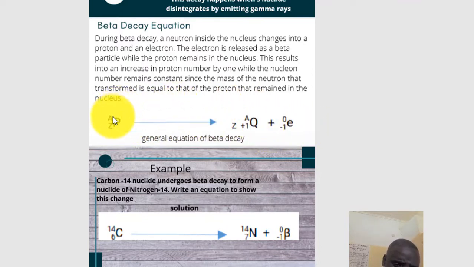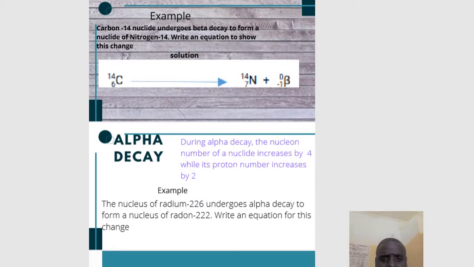So you can see the nucleon number or the mass number remains the same, it is still A, and the atomic number increases by 1 because, like we said, a proton is added to the number of protons inside the nucleus. To give a specific example of this change, we can look at what happens in the nuclide of carbon-14.